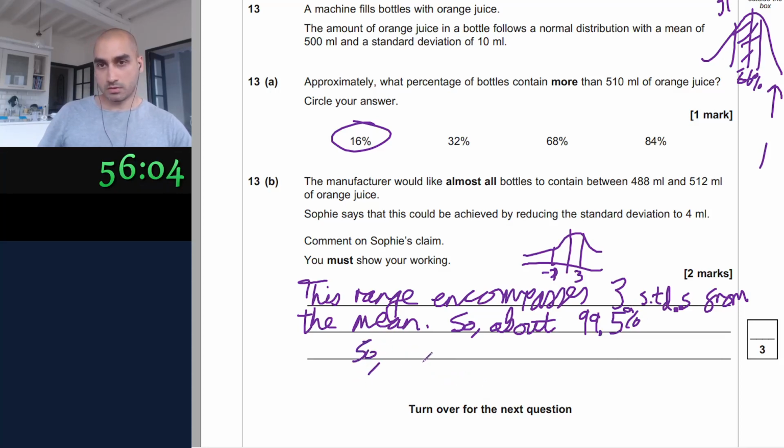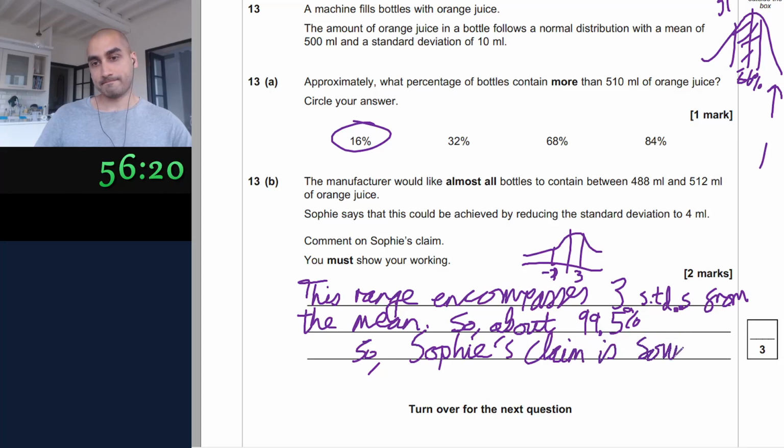So I would say Sophie's claim is sound. It's really up to the manufacturer to specify what they mean by almost all. That's pretty vague. Because 99.5% is pretty good, I guess. At least in this industry. It might not be good for healthcare, but it's good for food production.